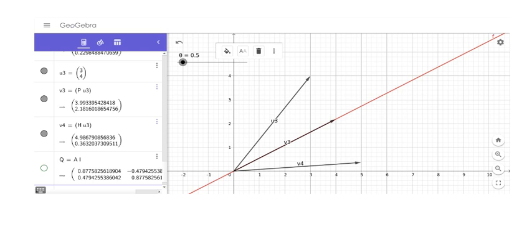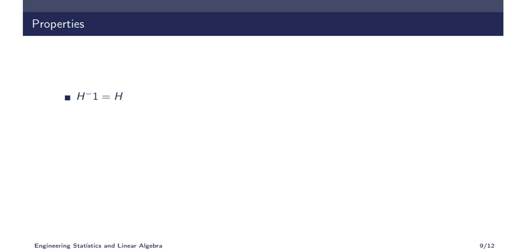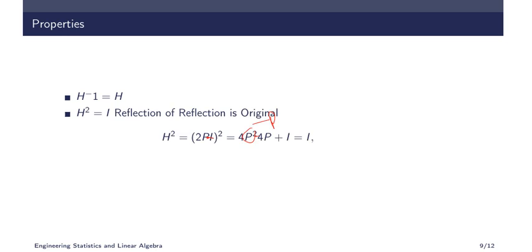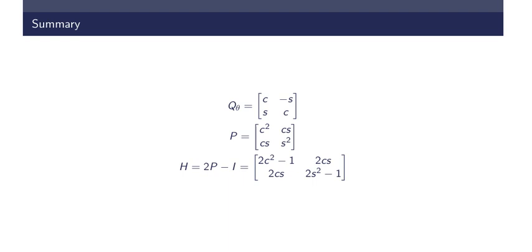We'll see a problem now, how to do problems related to these matrices. We have seen all the properties, and summarizing, Q theta is, instead of cos theta and sin theta, I am just representing C and S. It is an easy method to remember. So C minus S, S C. P is equal to C square, CS, CS, S square, and H is equal to 2P minus I, no need of remembering this expression. If you know P, you can generate H also. So that is the summary.